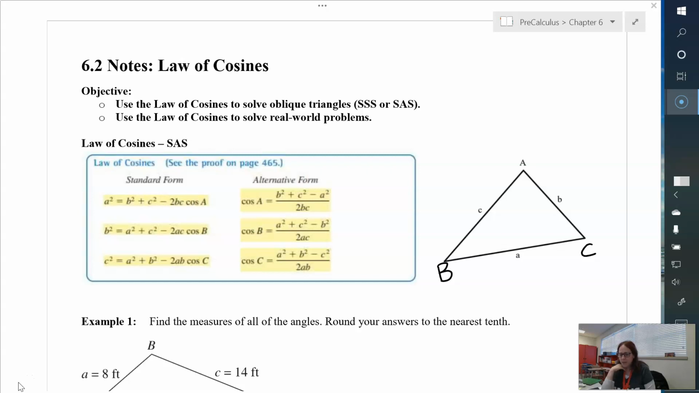Our objective today is to use the law of cosines to solve oblique triangles. That means they're not right angle triangles. You're going to be given either the three sides, SSS, or a side, an included angle, and then the other side. We're also going to use law of cosines to solve a real-world problem.